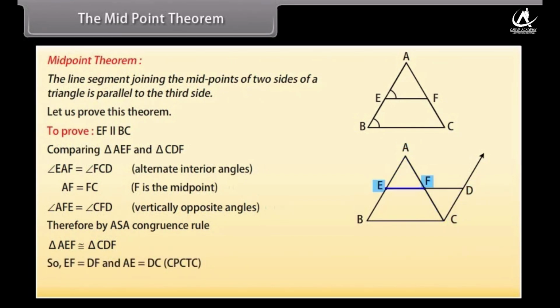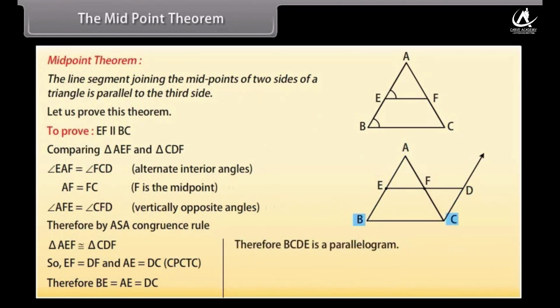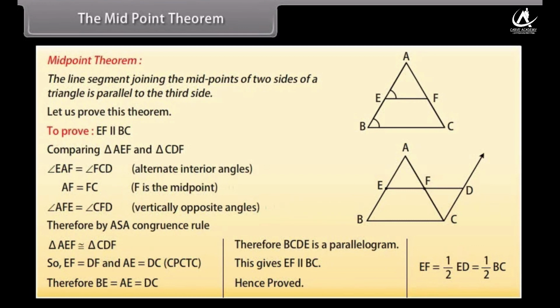So, EF is equal to DF and AE is equal to DC by CPCTC. Therefore, BE is equal to AE, which is equal to DC. Therefore, BCDE is a parallelogram. This gives EF parallel to BC. Hence proved. Also here, EF is equal to 1 upon 2 ED, which is equal to 1 upon 2 BC.